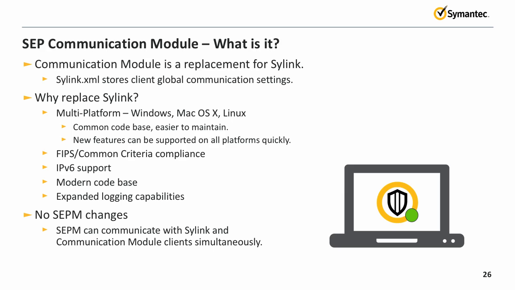So why replace Sylink? The new module offers multi-platform support, including Windows, Mac OS X, and Linux with a common codebase, making it easier to maintain. And new features can be supported on all other platforms quickly. It also allows better support for FIPS and common criteria compliance, and IPv6 support, and is based upon a modern codebase offering additional capabilities such as expanded logging.